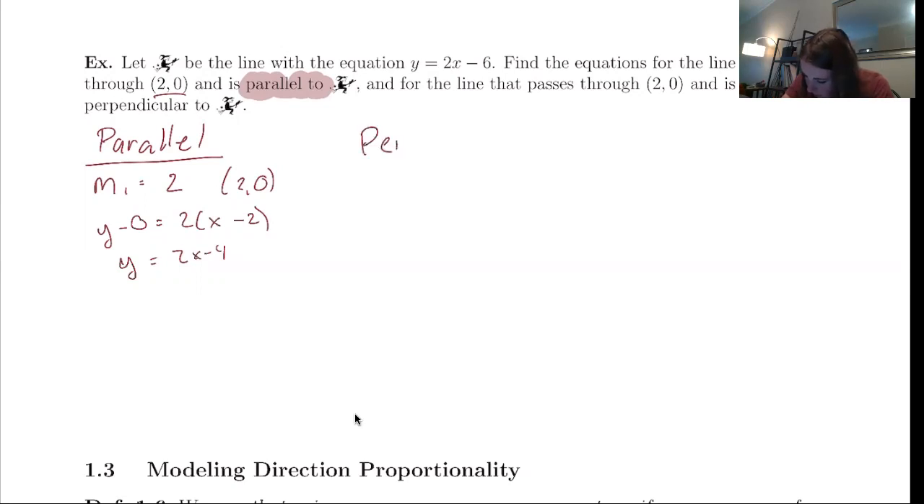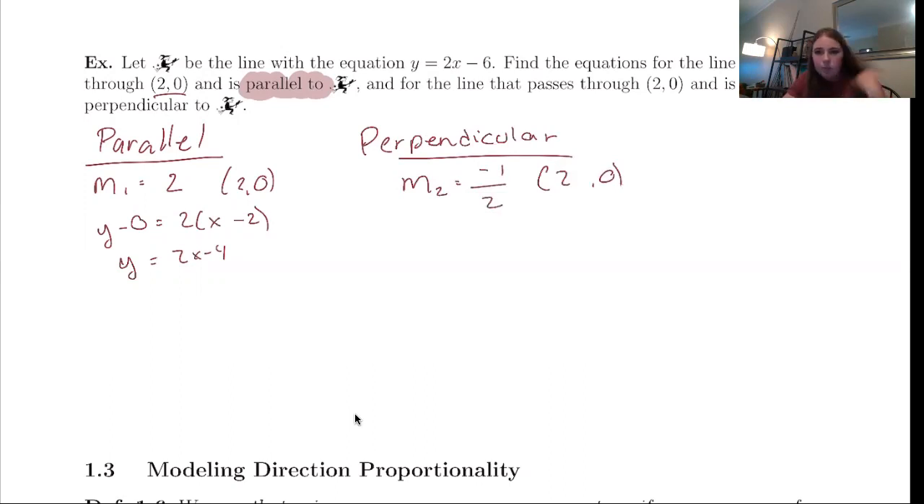For our perpendicular one, what's our slope going to be? Our point is the same, (2, 0). See, it's not 20. Right, it's negative 1/2. You don't even have to flip the fraction. It's really easy. So now we have, again, a slope and a point, so we're going to plug into point slope. So I get y minus 0 equals negative 1/2 times the quantity x minus 2.